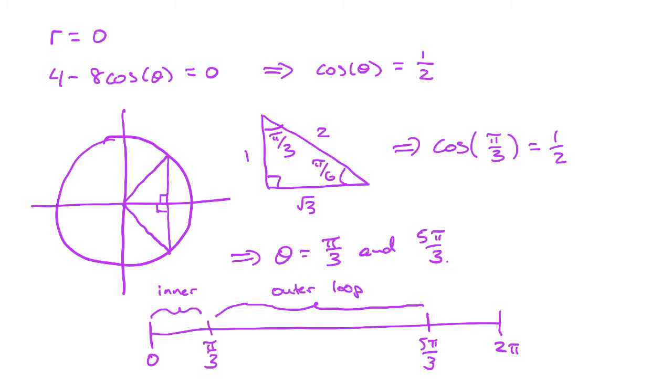And then finally the second half of the inner loop, running from 5 pi over 3 to 2 pi. And so when we want to look for these areas, we're going to use this as our guide for what our limits of integration need to be in each of these cases.